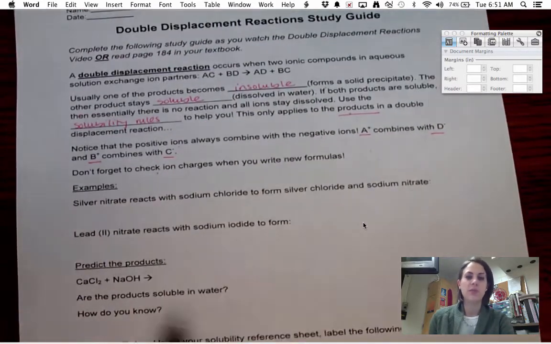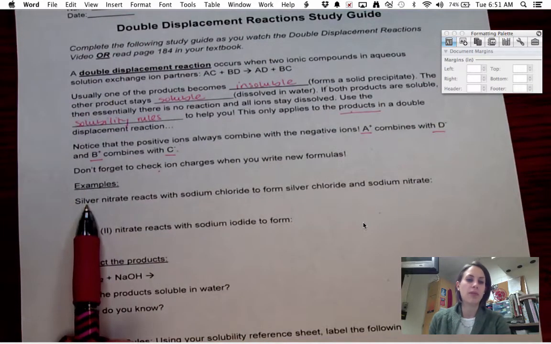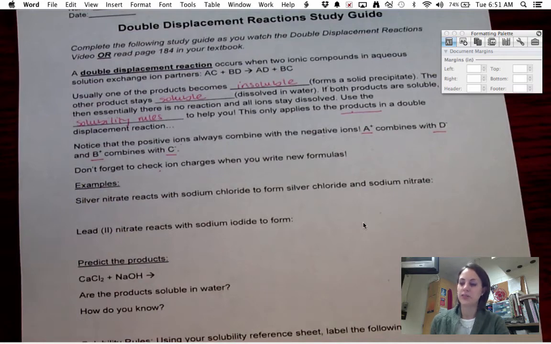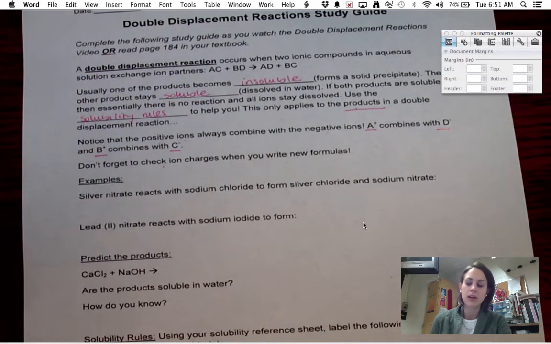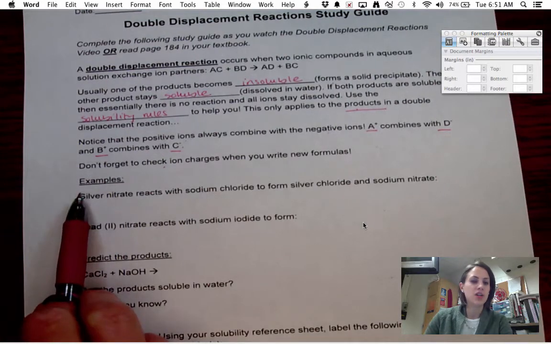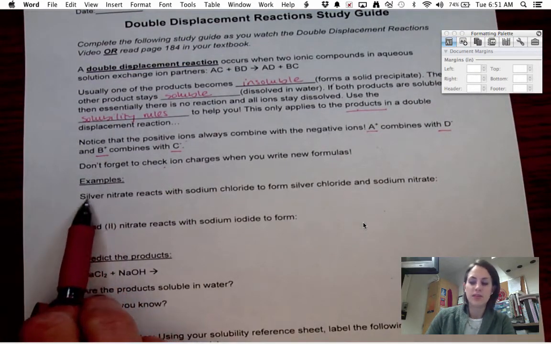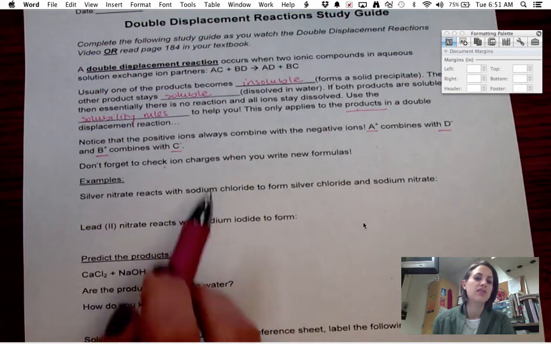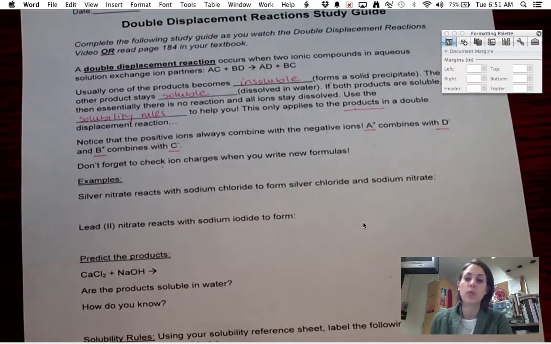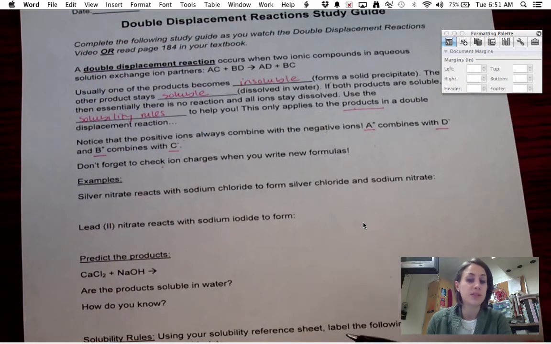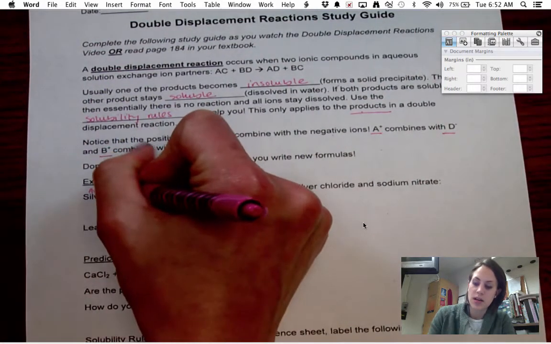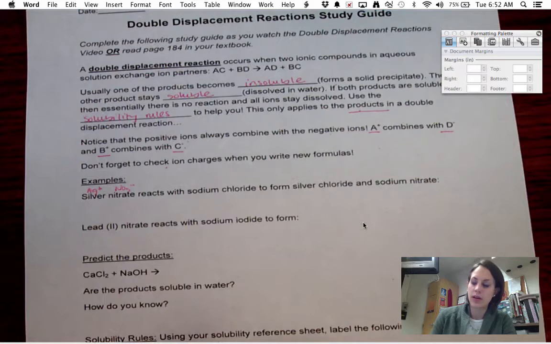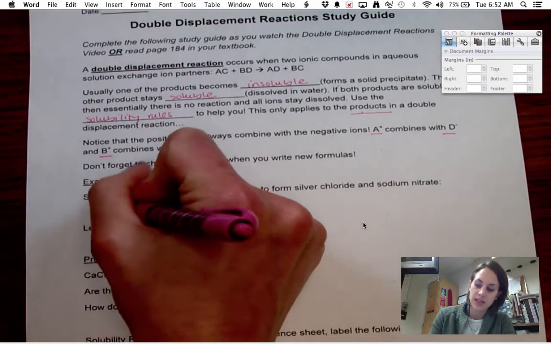So let's do an example. Here's a word problem, and I have silver nitrate reacting with sodium chloride to form silver chloride and sodium nitrate. So right now I just want to get my charges in there because all of these are going to be compounds, and then I'll use my solubility rules to figure out which one of the products is going to be a precipitate.